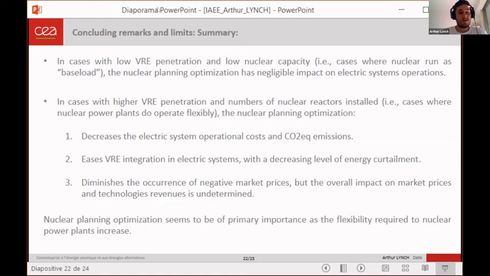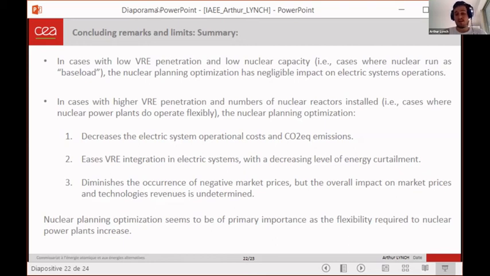The second result is the fact that in cases with higher variable renewable penetration and a higher number of nuclear reactors installed in the capacity mix, so cases where nuclear does run flexibly, nuclear planning optimization has three effects. First of all, it decreases the electric system operational cost and CO2 equivalent emissions. Secondly, it does facilitate variable renewable integration in the electric system due to a decreasing level of energy curtailment.